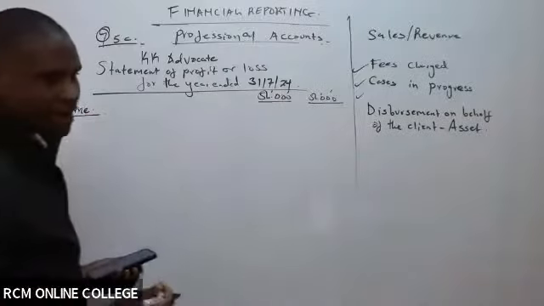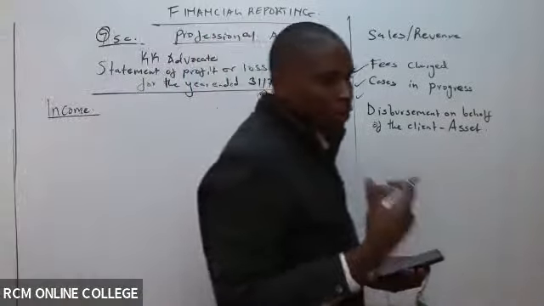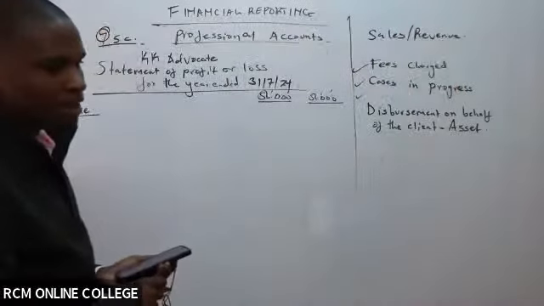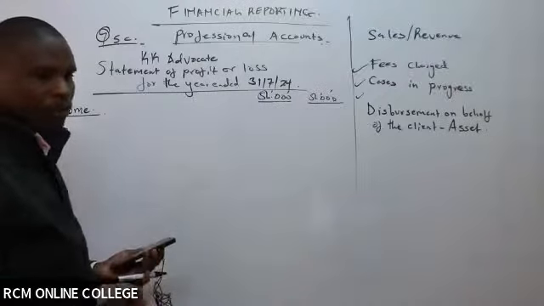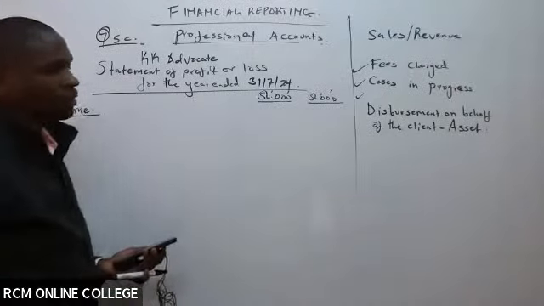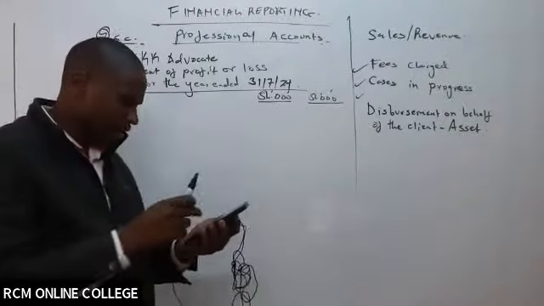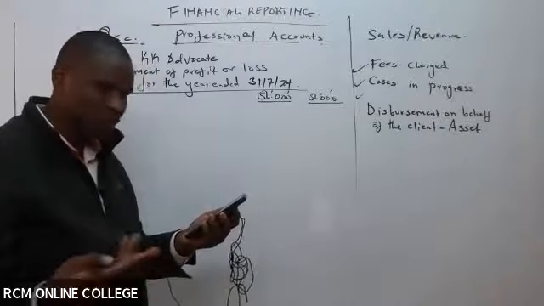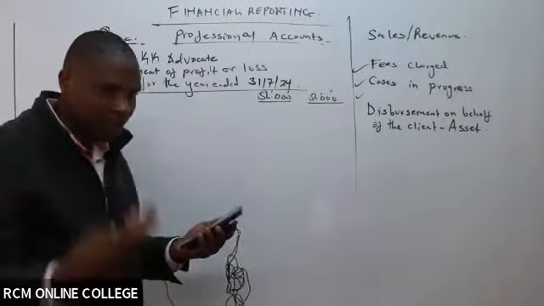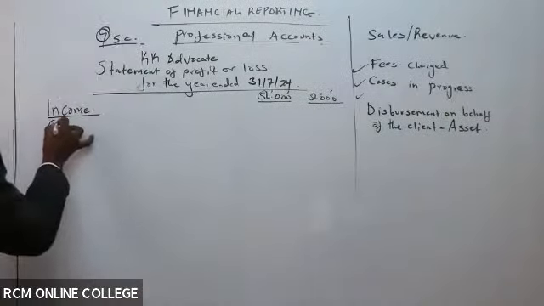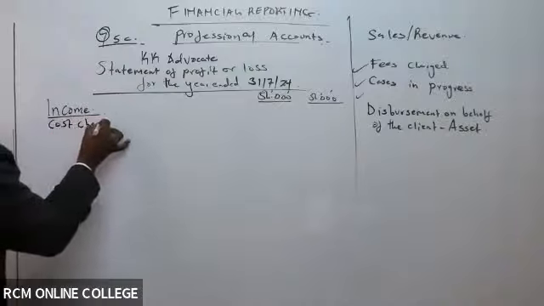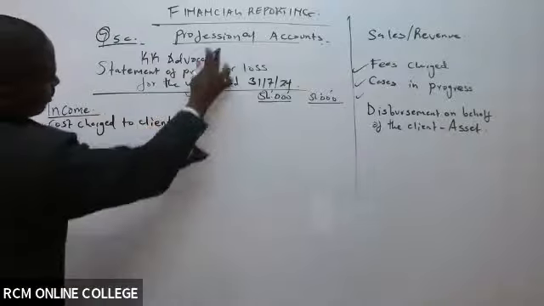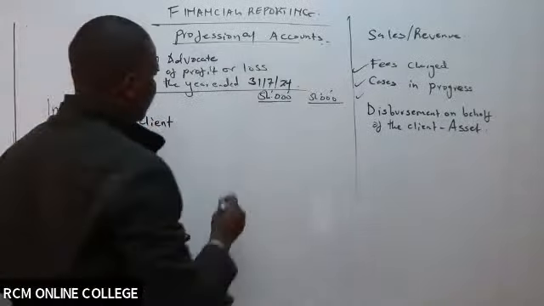So let's identify the income from that question. Kindly help me identify the income. Do we have fees, fines? We have costs charged to clients. That is an income to this advocate, the KK Advocate.